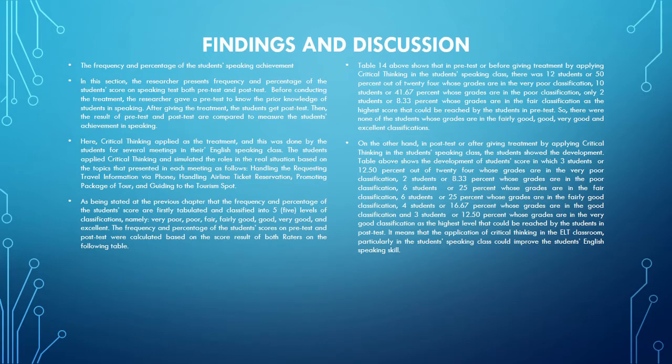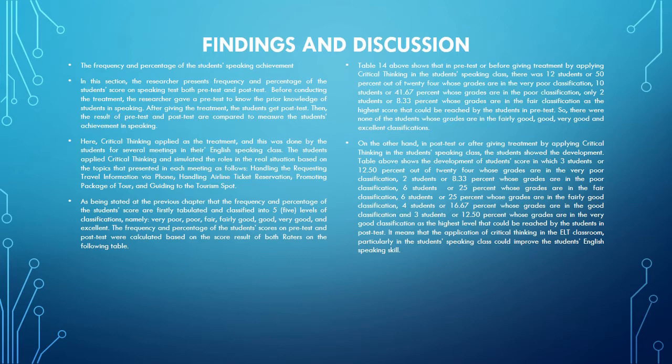Okay, now I come to the last of my presentations this morning. And now I come to the findings and discussions. The first is the frequency and percentage of the student speaking achievement. In this section, the researcher presents the frequency and percentage of the student scores in a speaking test by the pre-test and post-test. Before conducting the treatment, the researchers give a pre-test to know the prior knowledge of students in speaking. After giving the treatment, the students get a post-test. Then the results of the pre-test and post-test are compared to measure the student achievement in speaking.